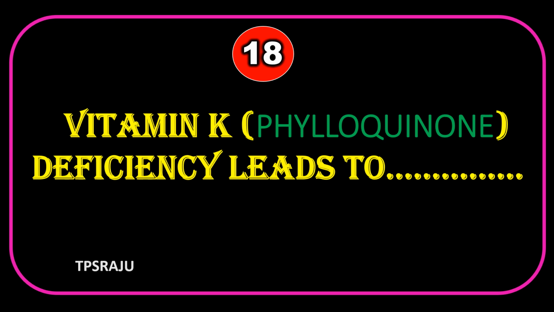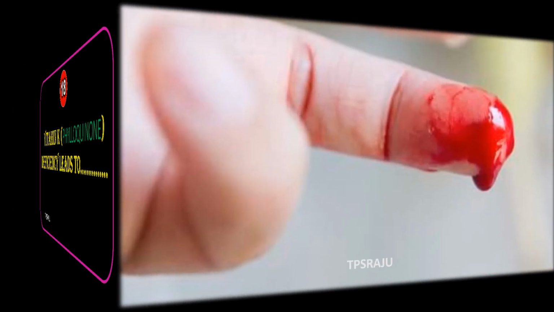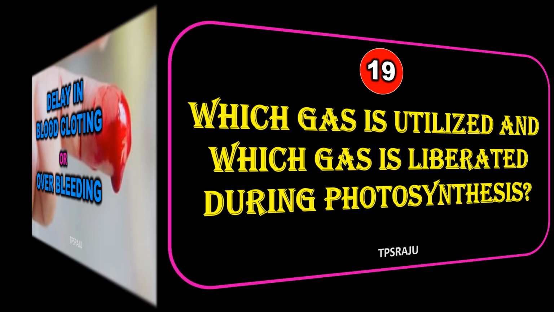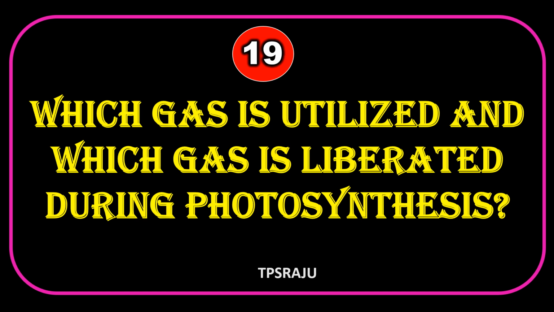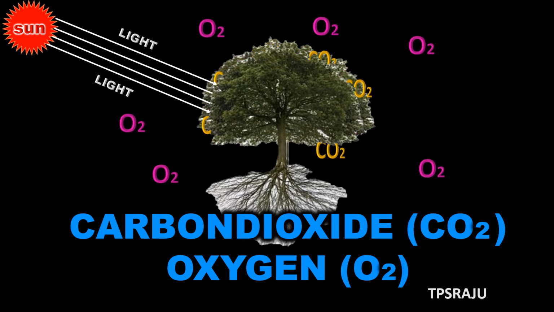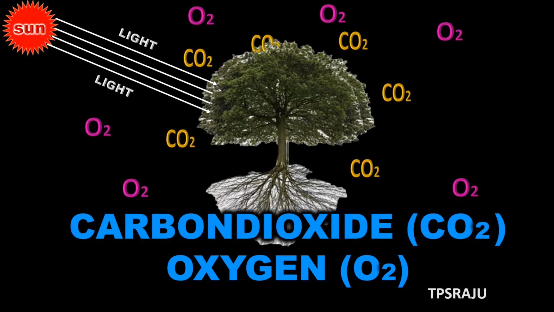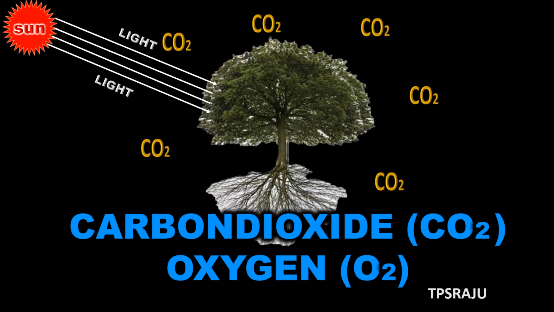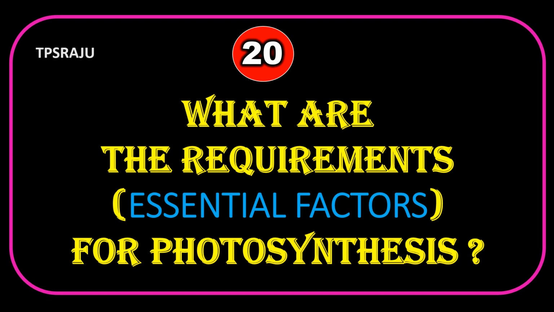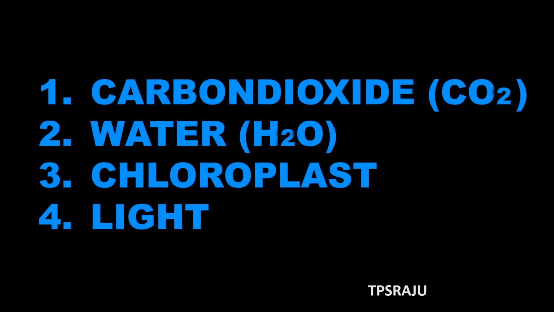Vitamin K deficiency leads to delay in blood clotting or overbleeding. Which gas is utilized and which gas is liberated during photosynthesis? Utilized gas is carbon dioxide and released gas is oxygen. What are the requirements for photosynthesis? Carbon dioxide, water, chloroplast, and light.